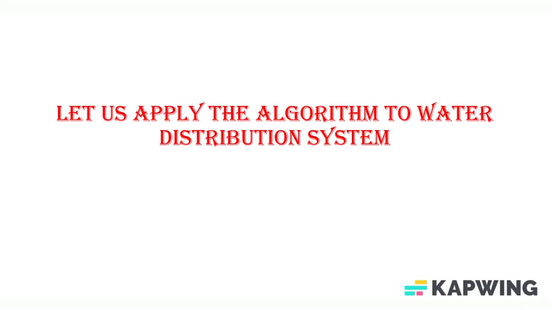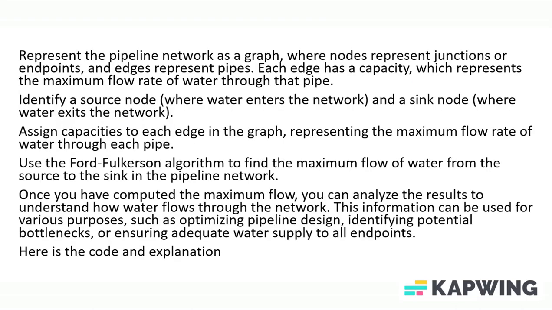Apply the algorithm to water distribution system. Represent the pipeline network as a graph, where nodes represent junctions or endpoints and edges represent pipes. Each edge has a capacity, which represents the maximum flow rate of water through that pipe.